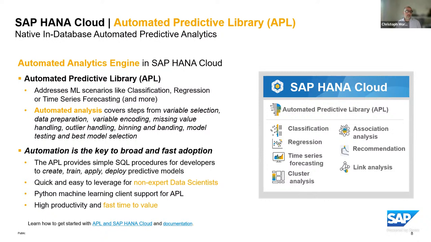And it's called Automated Predictive Library because the engine or the procedures automate all the steps from selecting the columns, the variables or features, we say, preparing some of the data, the variable encoding, missing value handling, handling outliers, binning and banding of values which are supposed to be categorical and of lower cardinality, model testing, best model and parameter selection. All that is embedded in the engine. Therefore, it's an easy start for non-expert data scientists, or also for developers, administrators, or even business analysts. And it's a great value to have this automated predictive library, and it's always a good first start for a problem.